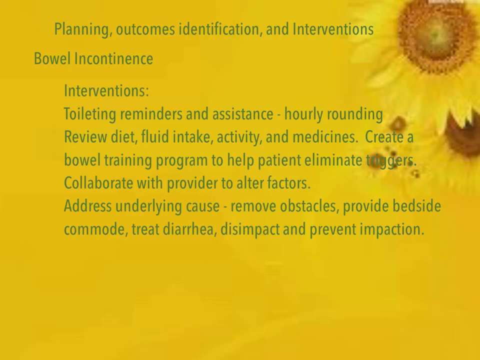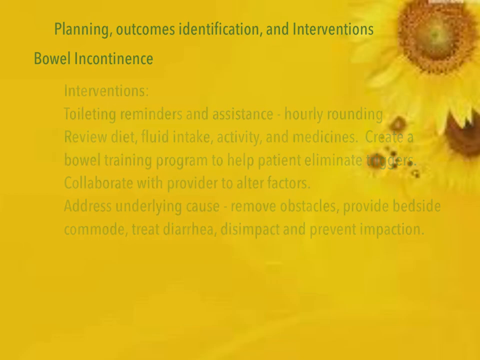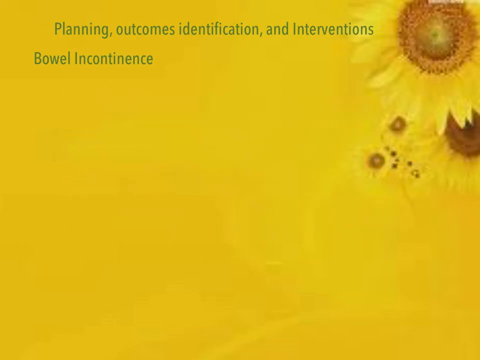Or again, if they're in the hospital, maybe we want to offer that bedpan a little bit more frequently. If it's a diarrhea issue where they just have uncontrollable diarrhea, we're going to treat that. If they're impacted, we're going to prevent impaction and disimpact as needed. So those are some things we can do for the person who we're trying to get to have voluntary control. Now, if the issue is preventing complications, we're going to monitor that patient.